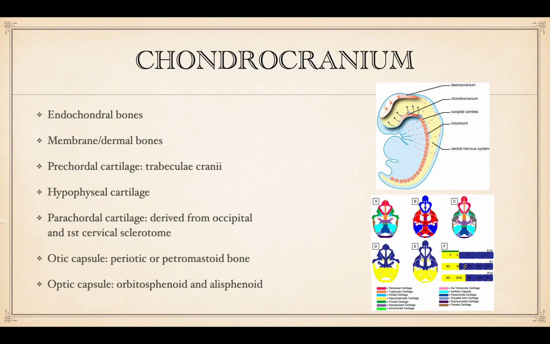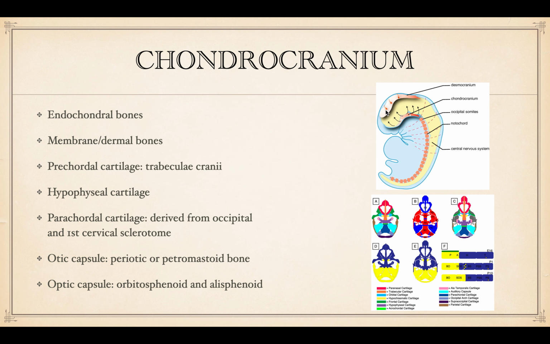So, as you know, bones can be made in two different ways. The endochondral way, which is where bones are formed through a hyaline cartilage model, and then those get ossified and become bones. And there are the membrane or dermal bones, where they are directly ossified, bypassing a hyaline model, and that's how the bones of the face and the head are created.